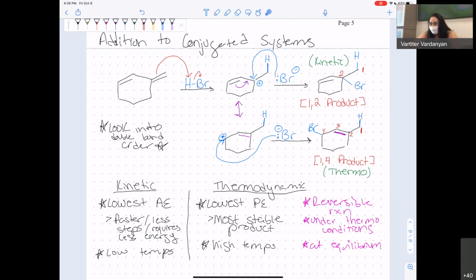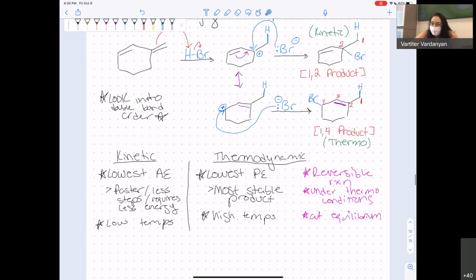Let me say again. Under reversible conditions, or a reaction that is at equilibrium, the most stable product is going to be formed the fastest.